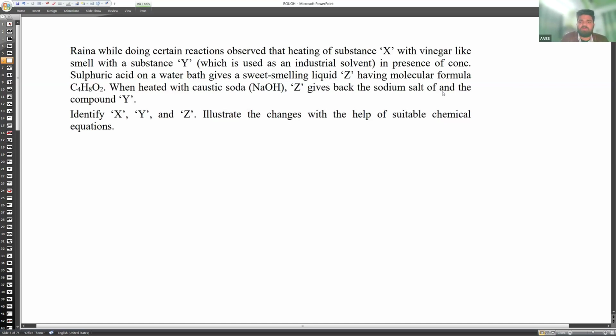When heated with caustic soda, Z gives back the sodium salt of the carboxylic acid and the compound Y. So let's take this question. This question is from the CBSE sample paper.